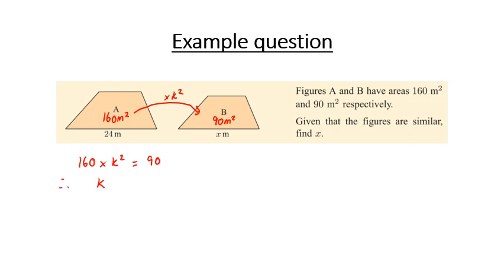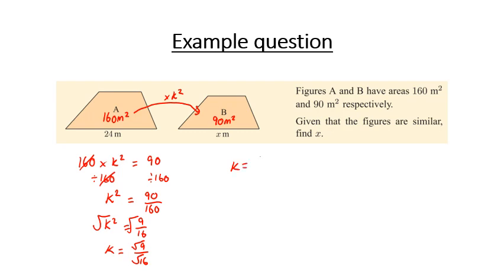Therefore, I can say that K squared, in fact, I won't skip a beat, I'm going to divide by 160 on both sides. That'll cancel that. K squared must equal 90 divided by 160, which I can cancel down to 9 over 16. Now, if I want to get rid of the squared, I've got to square root it, which means I have to square root both sides. K, therefore, is equal to the square root of 9 over the square root of 16. K, therefore, is equal to 3/4.